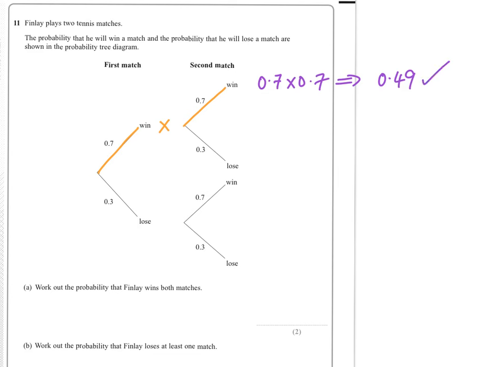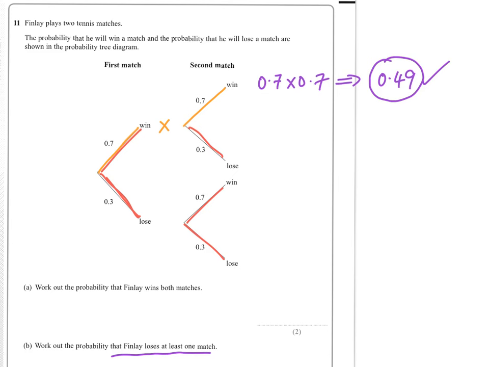Then it says, work out the probability that Finley loses at least 1 match. Now, personally, there's not much work to do, because to lose at least 1 match, what I would do is use the probability of winning both, and then every other combination involves 1 loss at least. Even 2 losses is at least 1 loss.